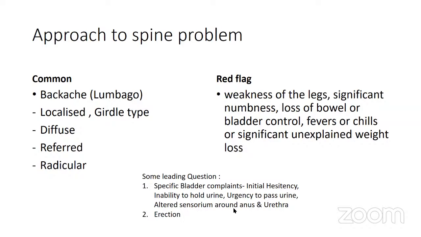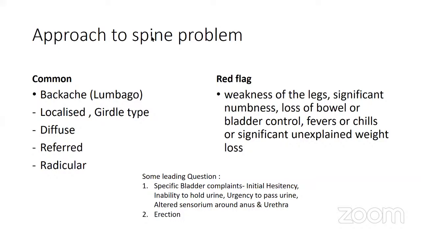And if these problems are there, especially the erection problem, that is specific, that is the roots for the anus and the genital organs. S2, S3, S4 may be paralyzed, that's a lower motor neuron lesion. Most commonly it is a cauda equina lesion or conus lesion. So it is very, very important to take it out from the patient.